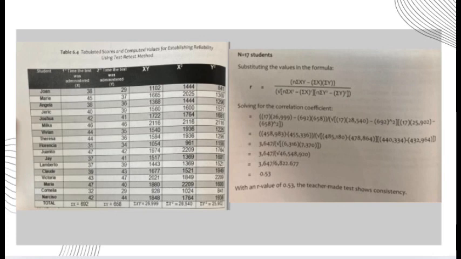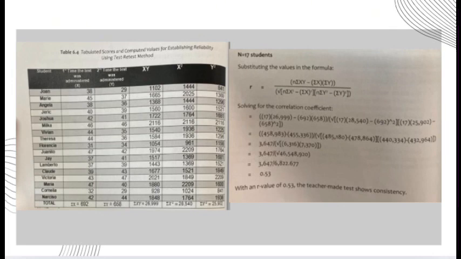And next is the X squared, in which kailangan nating i-multiply yung X or the first time the test was administered. So we need to multiply it by itself. For example, 38 times 38 is equal to 1,444. The next is Y squared. So dito, same lang naman sa X squared, in which kailangan lang natin i-times yung second time the test was administered. For example, 29 times 29 is 841.